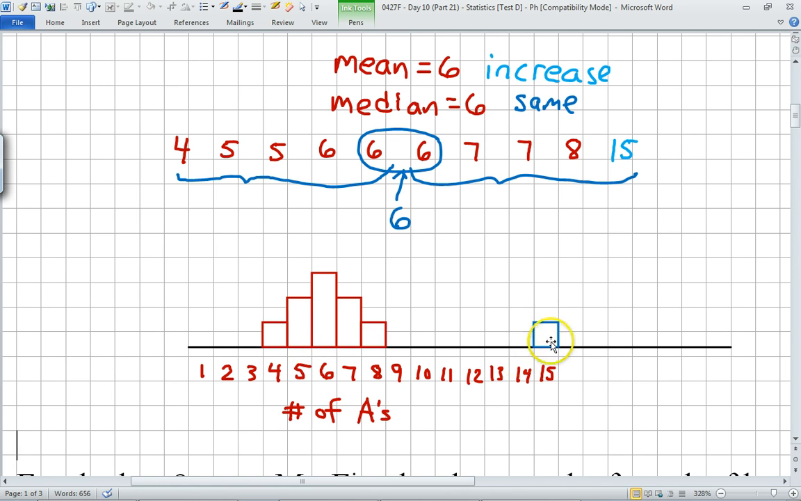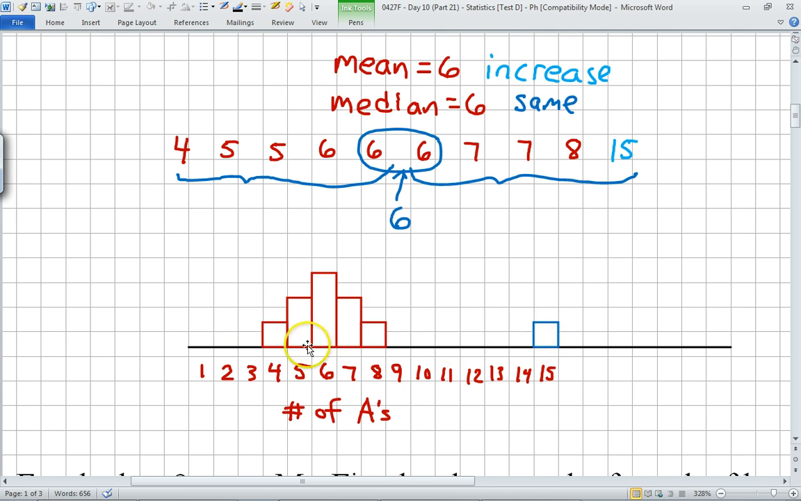In this case, before we added in this extra 15, the first 9 years were very close together. Their average of 6, standard deviation was low. Less than 2, less than 2 A's of standard deviation. They were all close together.